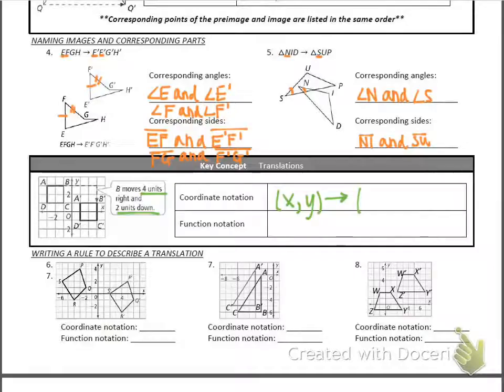And let's talk about the x's first, guys. In the example that they gave, how did the x's change? 4 units, which direction? To the right. Okay, so in your coordinate plane, is to the right positive or negative? Positive. So our x is changed by adding 4.